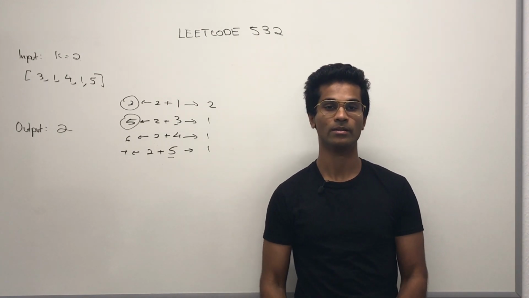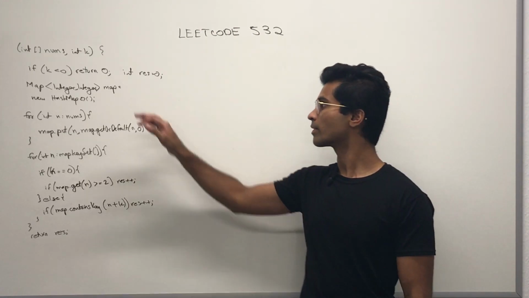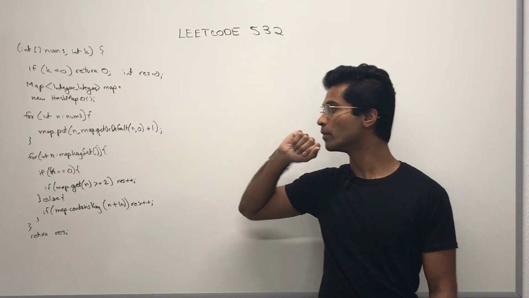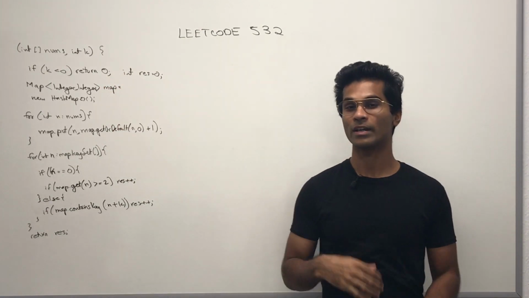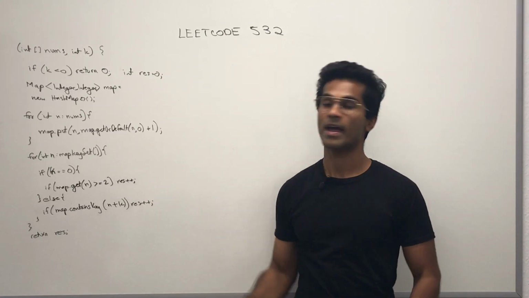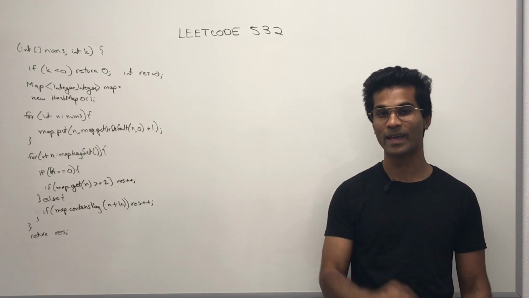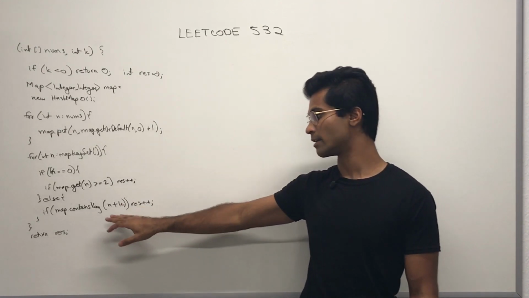Now let's look at the code. First we check for k. If it's less than 0, we just return 0 and we initiate our return variable and we have a map. Next we generate the frequency map and we simply loop through the key set and check for a matching k difference key in the same map.